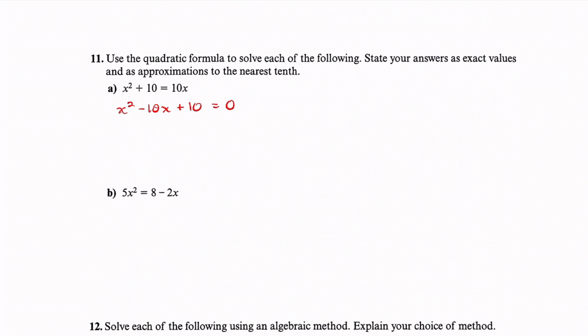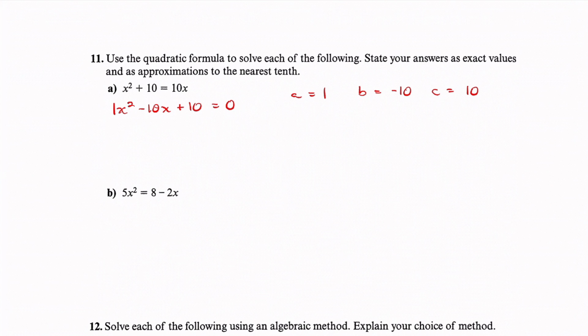And then just make sure that you're always writing your terms in order of degree. So highest degree down to lowest degree. X squared, x, no x's. Because now I can see what my a, b, and my c are. The a is the 1 in front of the x squared. The b is the negative 10. And then the c is that last number there, the positive 10.